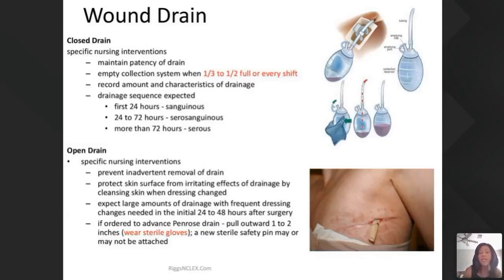If it's the first day, you expect sanguineous, that's blood. About 3 days later, you expect what we call serosanguineous. After that, serous, which is blood-tinged fluid. So pay attention to how many days post-procedure they are.